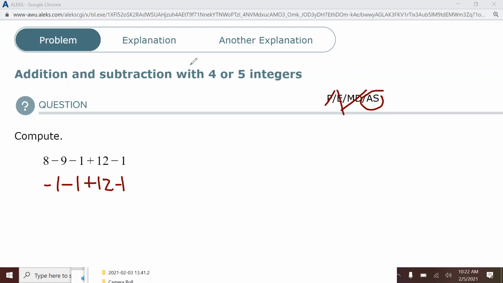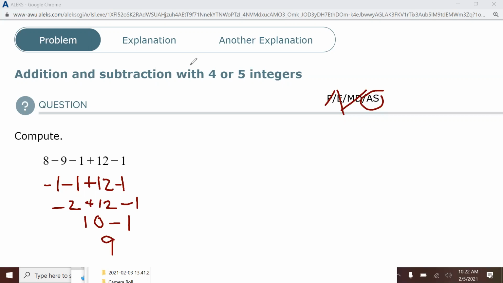Now from left to right, I'll do that. -1 minus 1 is -2. And the rest of the expression carries down. Now I'll do -2 plus 12, which is 10. And then the only other part remaining carries down, and then 10 minus 1 is 9.